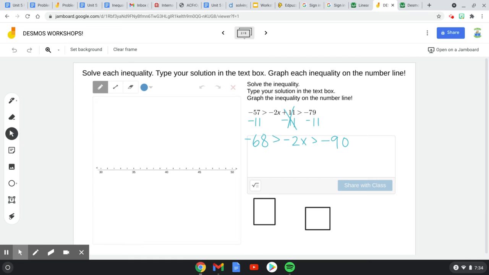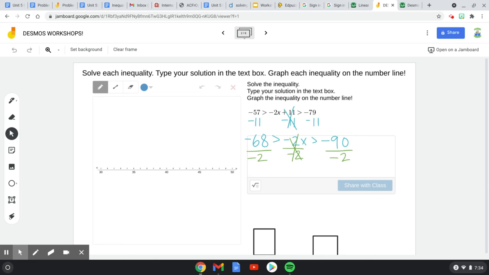So now if my goal is to get x by itself, again, we're looking at just this middle piece. I know that this is multiplication happening. To undo multiplication, I have to divide. So I'm dividing by negative 2 on all parts of this inequality, the left, the right, and the middle. So these negative 2s are going to cancel out.